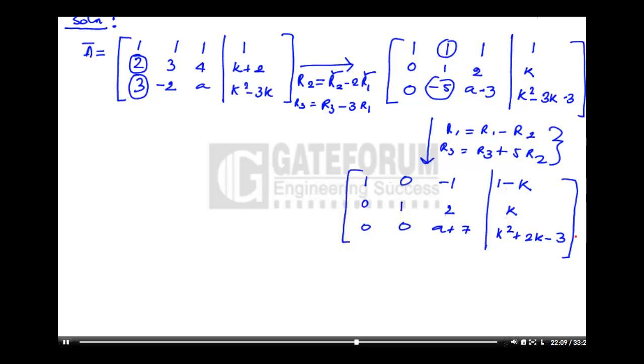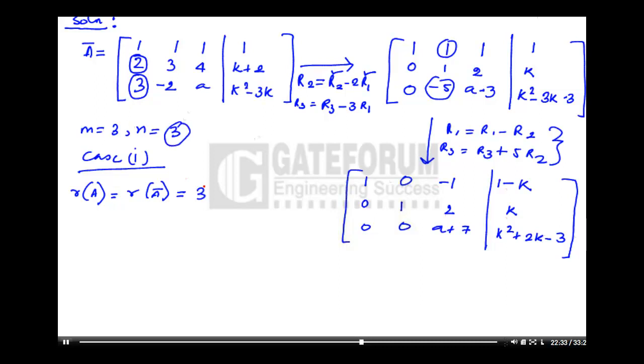Now, here the number of equations, m, is equal to 3 and the number of unknowns, n, is equal to 3. Hence here case 1 is applicable, that we have discussed before. The given non-homogeneous system has a unique solution when, as we have seen, the rank of A is equal to the rank of the augmented matrix, which is equal to n. n here is 3. Suppose k square plus 2k minus 3 is not equal to 0. Then clearly the rank of A bar is 3.